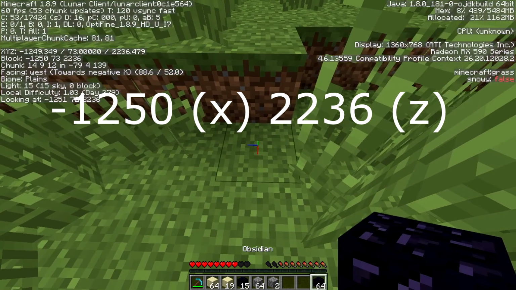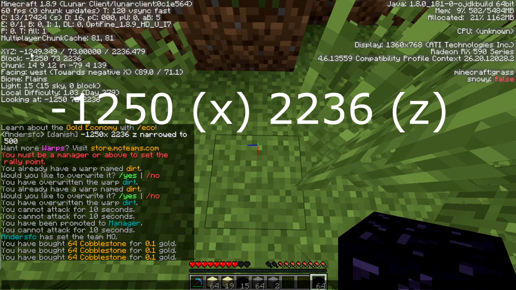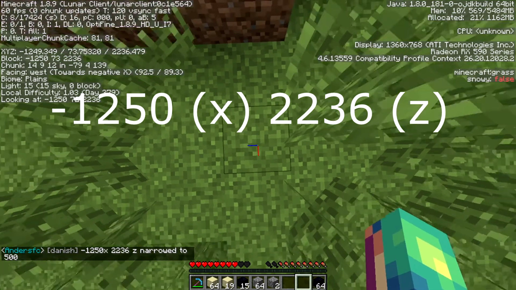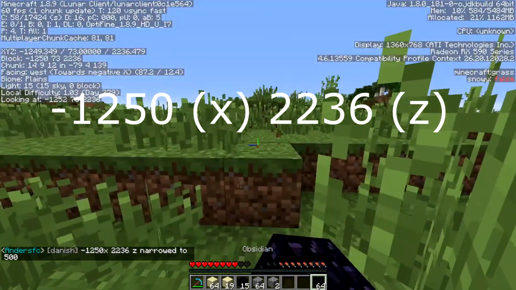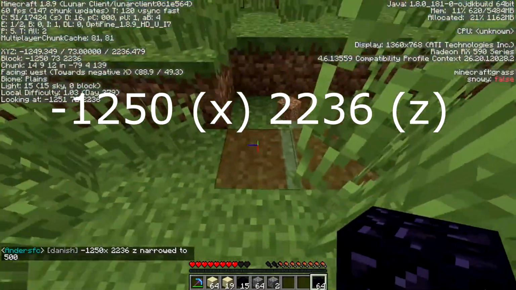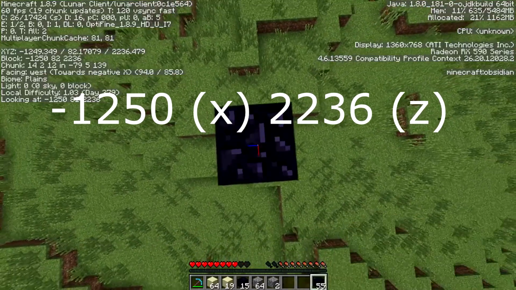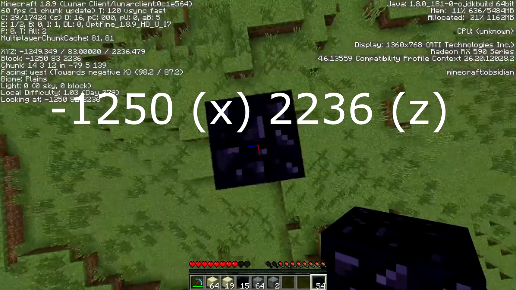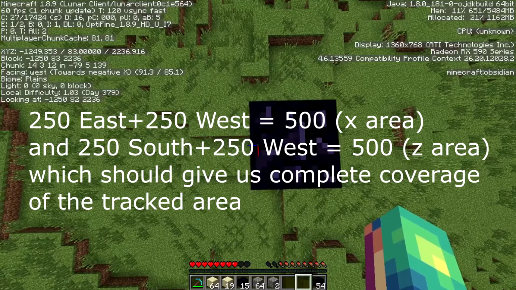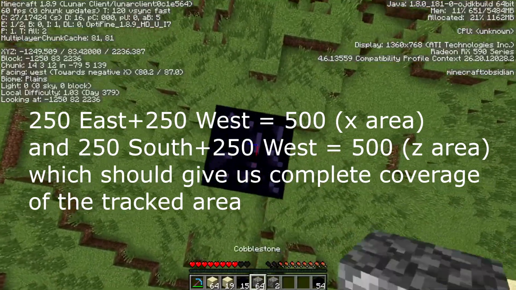Okay, so I'm at the chords now. We've got bracketed neg 1250, which were the chords I wrote down before, and we've got 2236. So what I'm going to do is tower up. This looks like a fine place to do it. 1, 2, 3, 4, 5, 6, 7, 8, 9, 10. So that's a 250 narrow because 25 times 10 is 250.